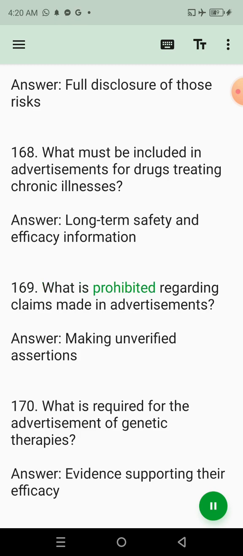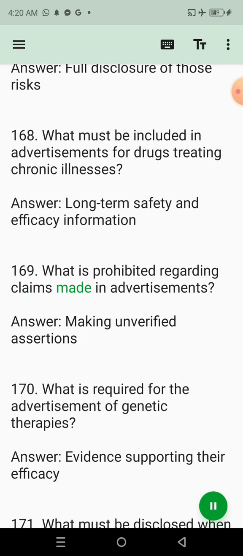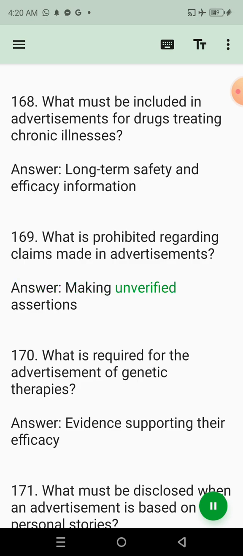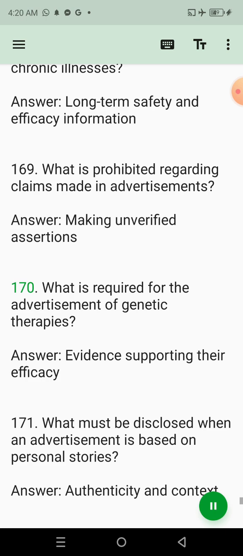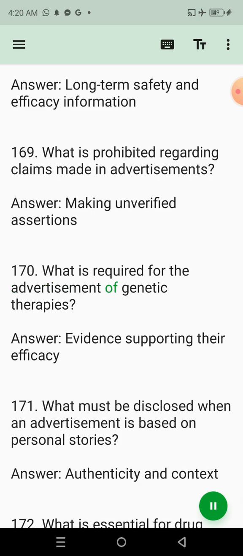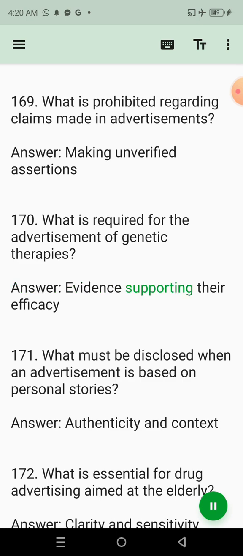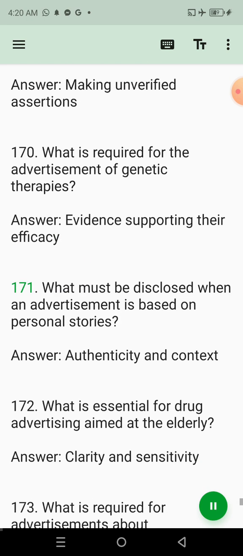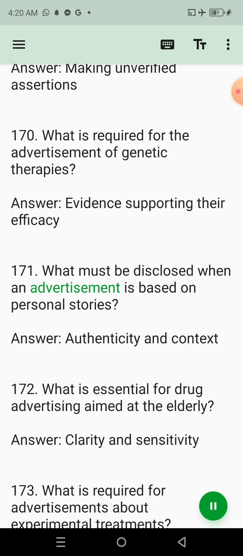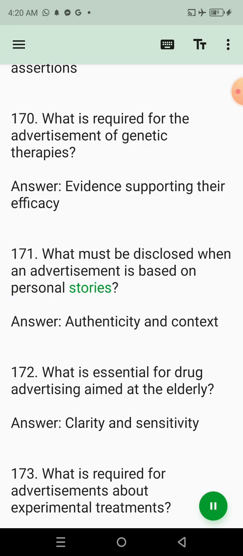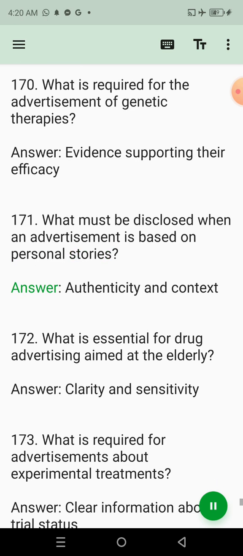169. What is prohibited regarding claims made in advertisements? Answer: making unverified assertions. 170. What is required for the advertisement of genetic therapies? Answer: evidence supporting their efficacy. 171. What must be disclosed when an advertisement is based on personal stories? Answer: authenticity and context.